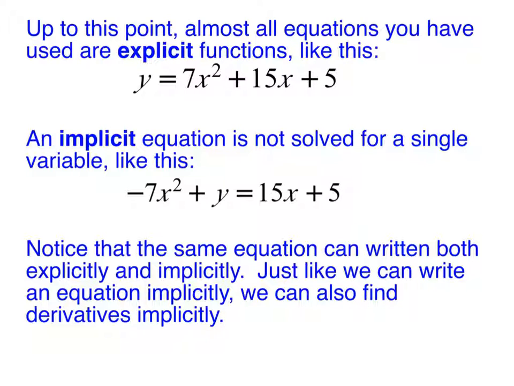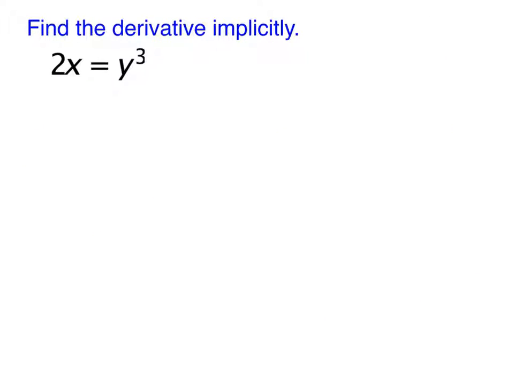Because since we can write equations implicitly, we need to be able to write the derivatives implicitly, because there are some equations that you just can't do explicitly. So we're going to be going through this problem as our first example about how to find an implicit derivative. So go ahead and write down this problem.